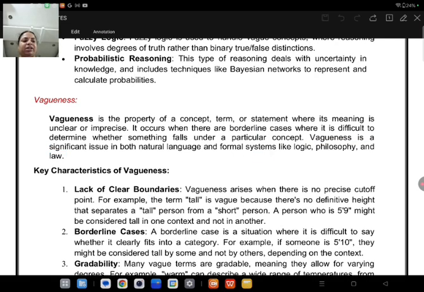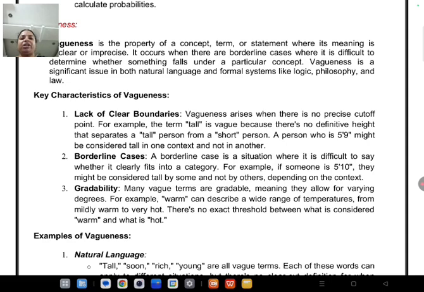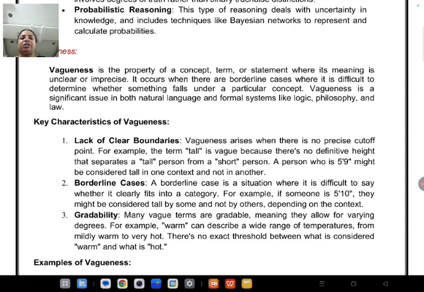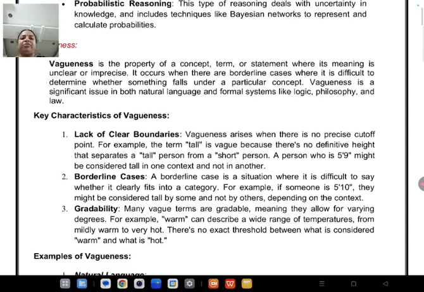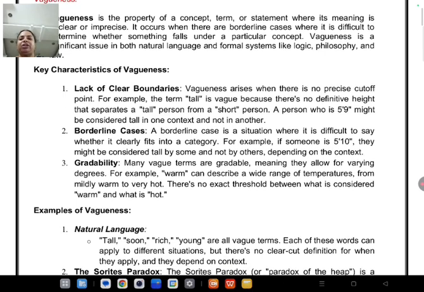Next we will get into the next important topic, vagueness. In vagueness, we check whenever we are taking a concept, the concept has to be clear, precise, and within the boundaries. Whenever the concept is not clear and not within the boundaries, we can call that concept a vague concept. This generally occurs in natural languages, philosophy and law.